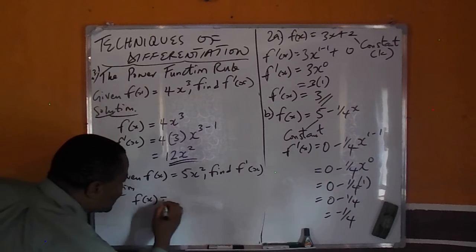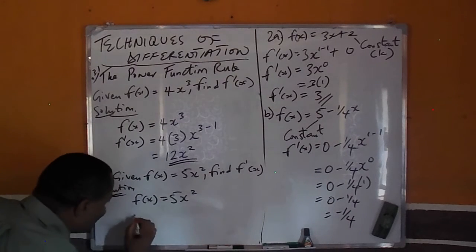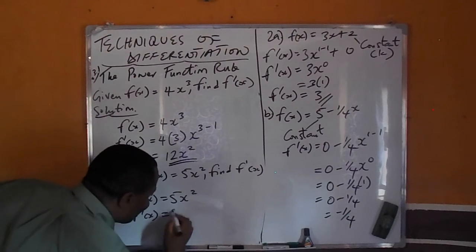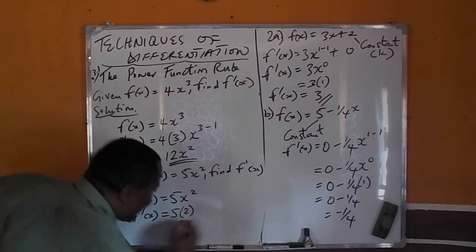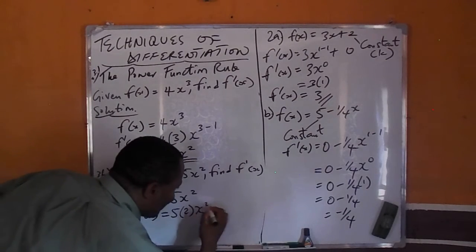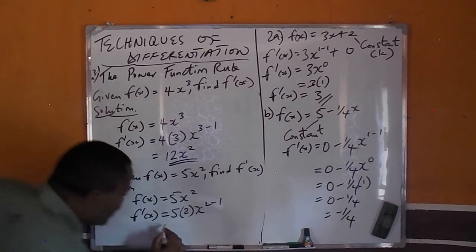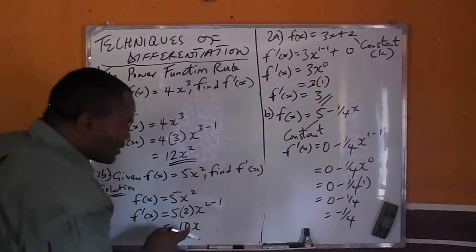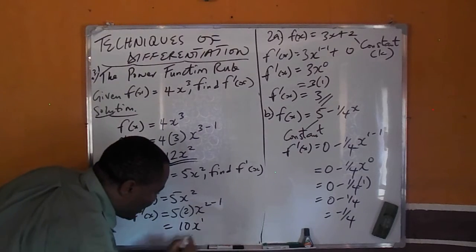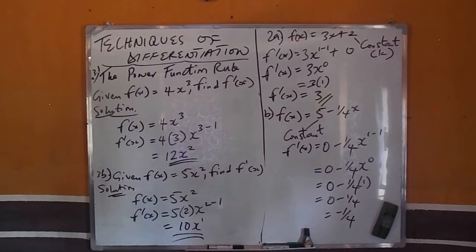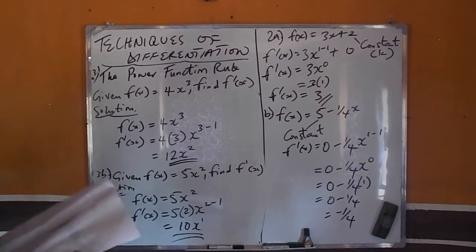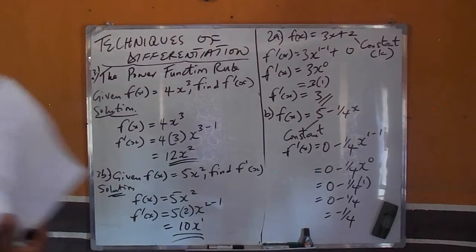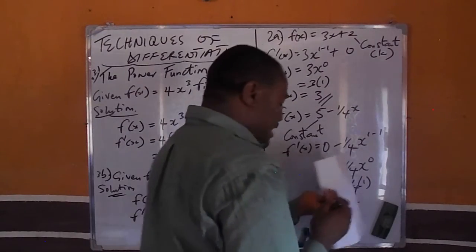f of s equals 5s raised to power 2. f prime x equals, this is 5, in bracket this 2 here, s raised to power 2, you minus 1 from it, which equals 5 times 2, 10s, 2 minus 1, 1, which equals 10s raised to power 1. That is how we solve that.